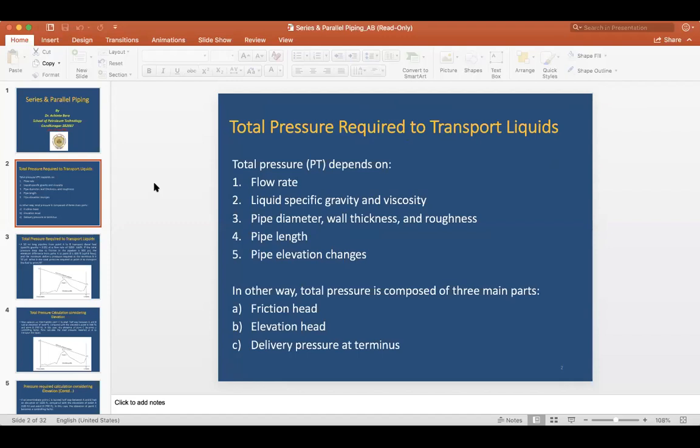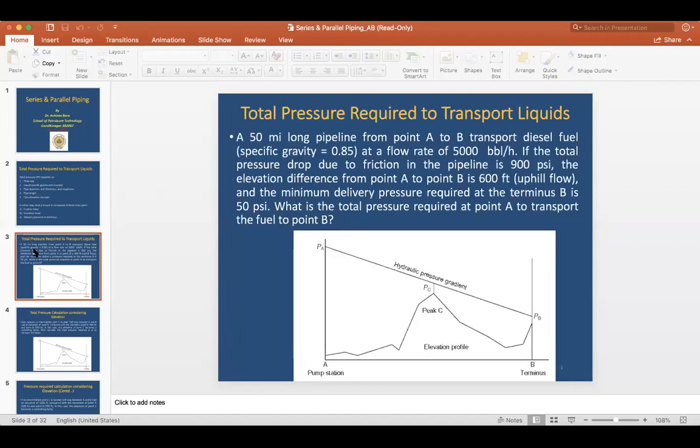We know already that if we see the equation, we see the flow rate, liquid specific gravity, viscosity, pipe diameter, wall thickness, roughness, pipe length and pipe elevation changes. Now, the components that actually influence the total pressure required are friction head, elevation head and delivery pressure at the terminal. So we can see these things in an example.